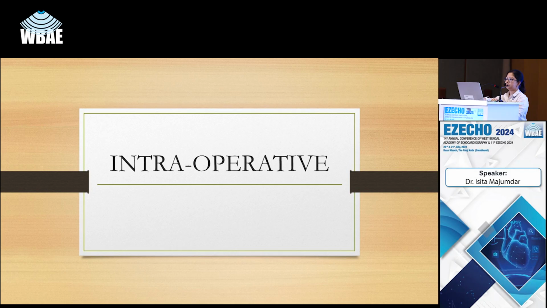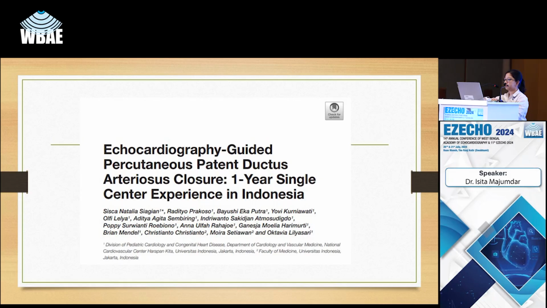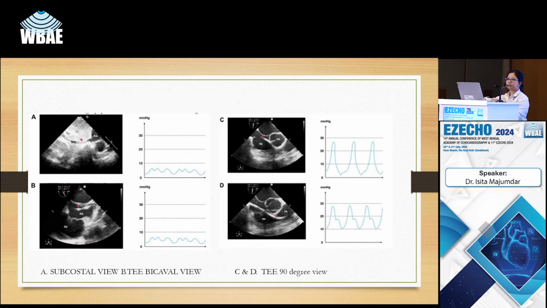Intraoperatively, various papers have been published. Echo-guided percutaneous PDA closure was a one-year single center study in Indonesia, which used both transthoracic and TEE modes. They used the transthoracic view to progress up to the IVC and to the RA, and then they did the TEE. It was all pressure guided. From the RA, they proceeded to the tricuspid valve. They rotated it to 90 degrees, rotated it towards the tricuspid valve, and then moved further into the RV.